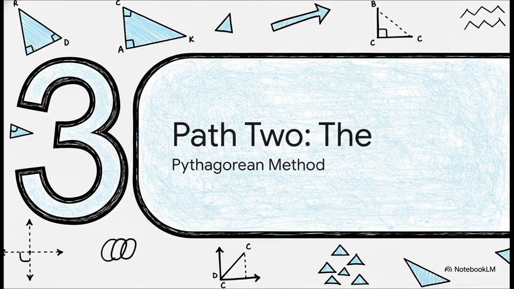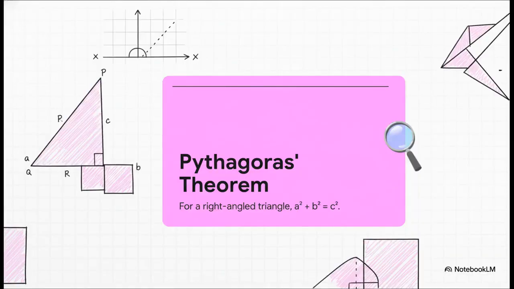Okay, but what if gradients didn't pop into your head during the exam? No worries. There is another fantastic way to solve this, and it uses a theorem that I guarantee you've known for ages. Yep, it's Pythagoras' theorem. Because we have a right angle at R, the points P, R, and Q form a right-angled triangle. And we all know the rule, a squared plus b squared equals c squared. In our case, that means the length of PR squared plus the length of RQ squared has to equal the length of the hypotenuse, PQ squared.